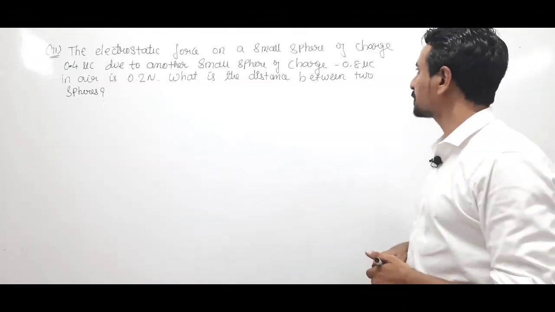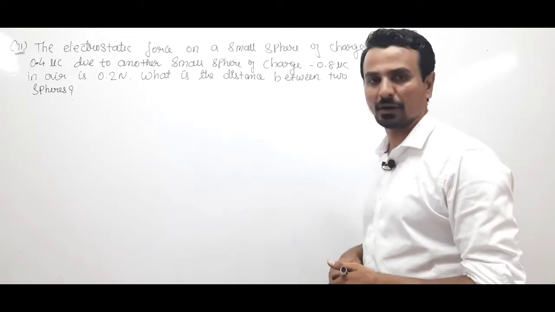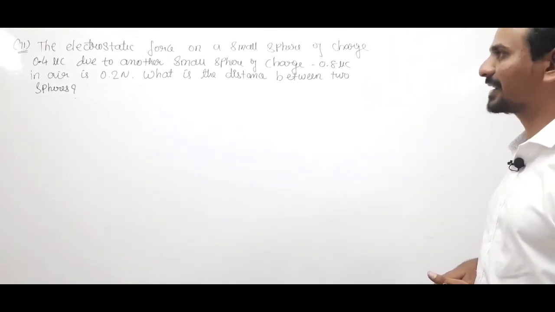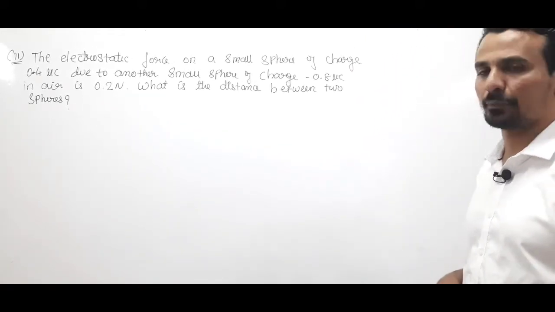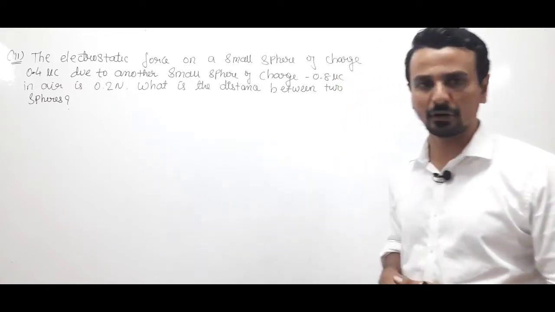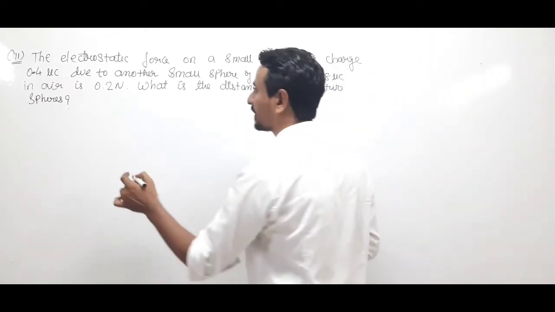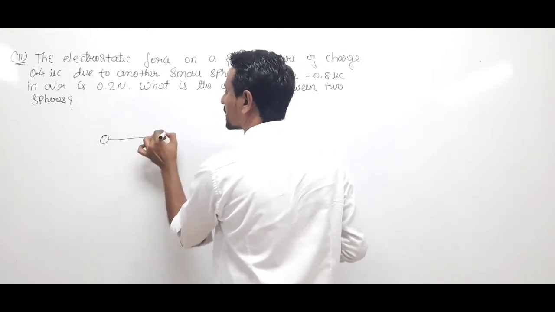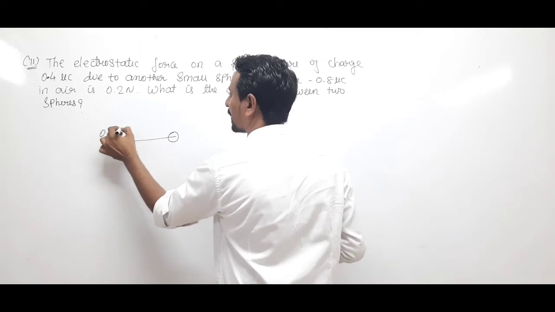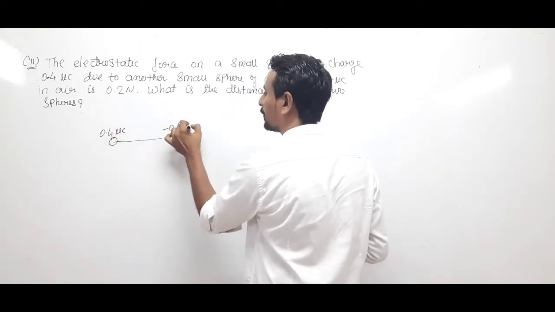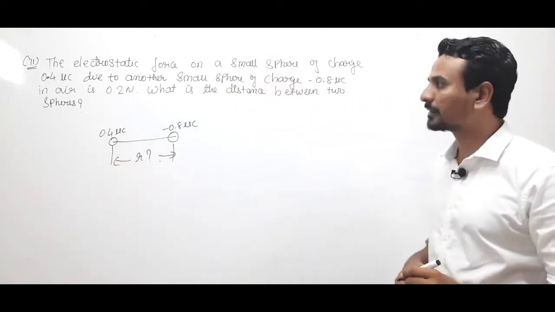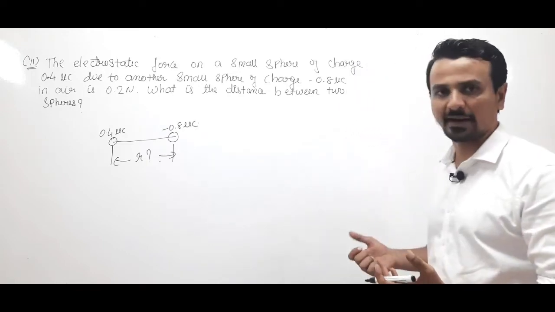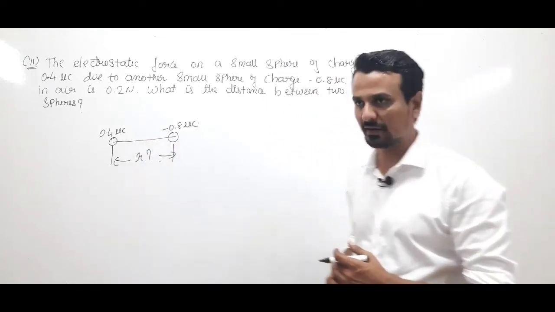Okay, the next one. The electrostatic force on a small sphere of charge 0.4 microcoulomb due to another small sphere of charge minus 0.8 microcoulomb in air is 0.2 Newton. What is the distance between two spheres? Okay, so we can use Coulomb's law. Again, this is the question of your exercise. See, there are two charges. One is 0.4 microcoulomb, other is minus 0.8 microcoulomb. We have to calculate the distance between these two charges, and the force between them is 0.2 Newton, which is attractive, of course, because one is positive and another is negative.